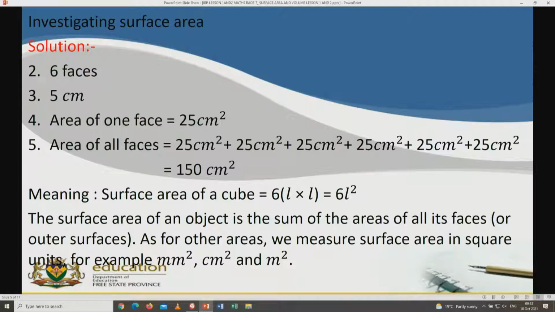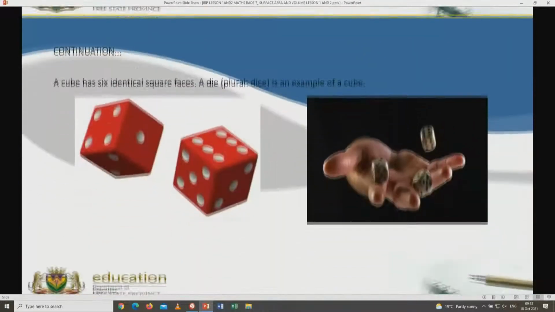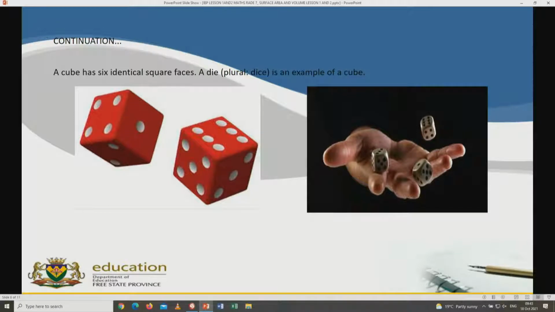Let us continue. We are now continuing. I think you have seen this in real life situations, because math is real. A cube, I'm sure you have seen what a die looks like. A die is an example of a cube. How many faces are in a die, numbered with those white dots?